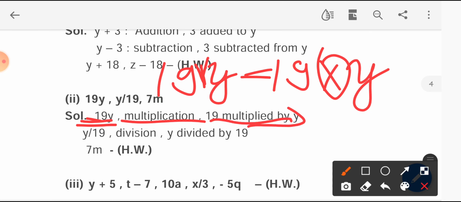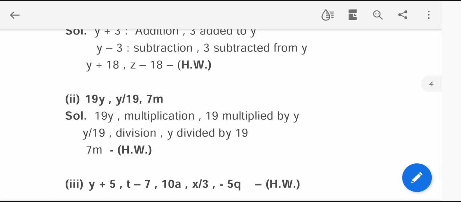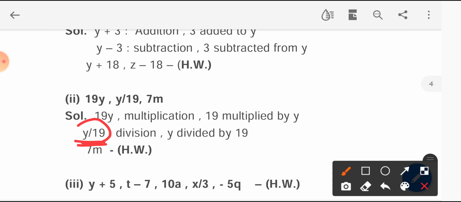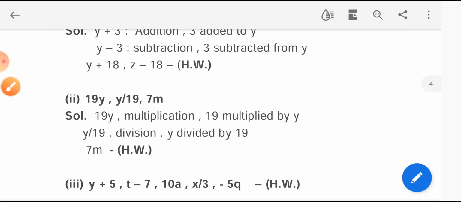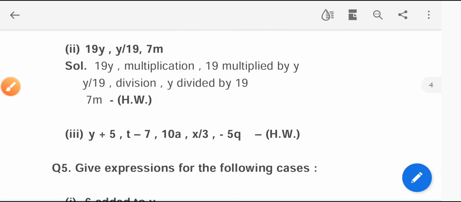19 multiplied by y. Then y by 19. Y by 19 means y is divided by 19. So which operation is used here? Division. And we can write y divided by 19. So like this you have to solve the remaining questions, question number 3 also.